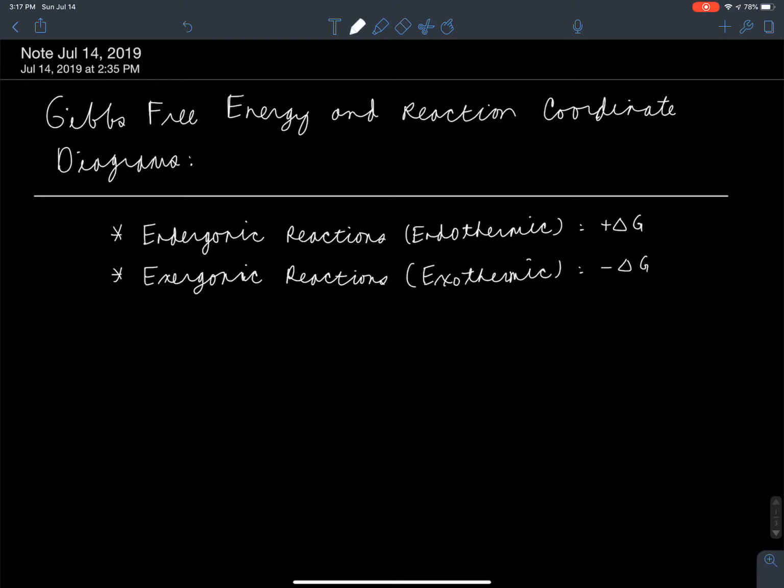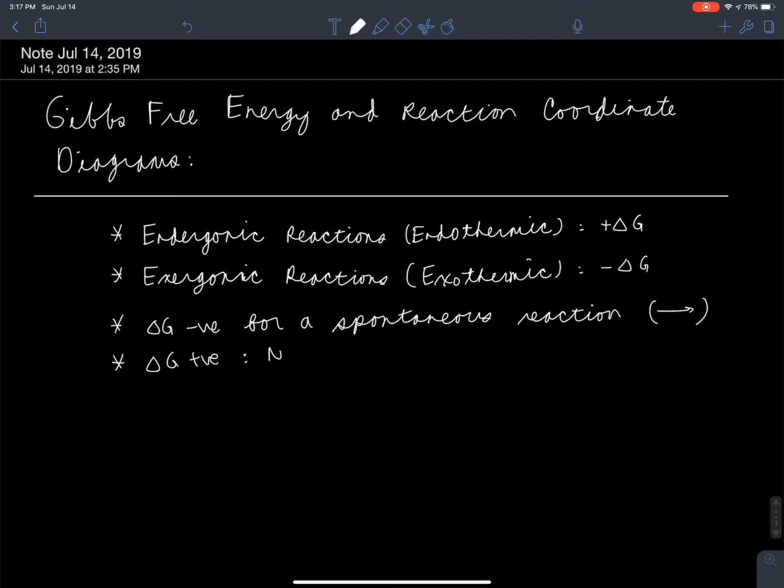And what it means is that for a reaction to proceed, which if you're going to take physical chemistry, you're going to learn that a lot, for a reaction to proceed spontaneously, delta G has to be negative, which means that the reaction goes forward. If delta G was positive, it's known as a non-spontaneous reaction, where it's going to go backwards.